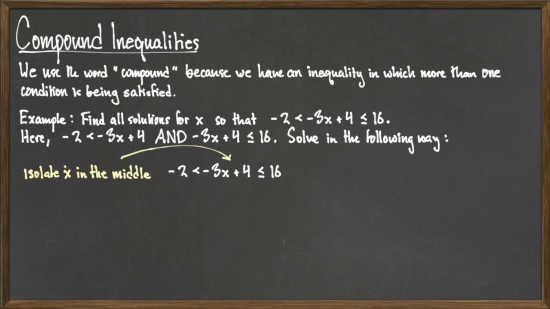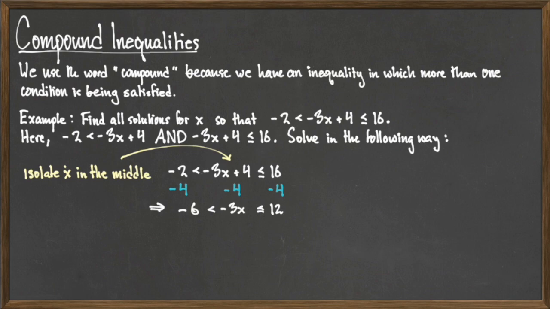Do the same thing, but cover negative 2 less than with your hand, and now you just have the inequality negative 3x plus 4 is less than 16. Again, the step is the same: subtract 4 from both sides. So the way that we're going to say it here, to solve for x in the middle, is to subtract 4 from all sides of the inequality. We can write that out in the following way.